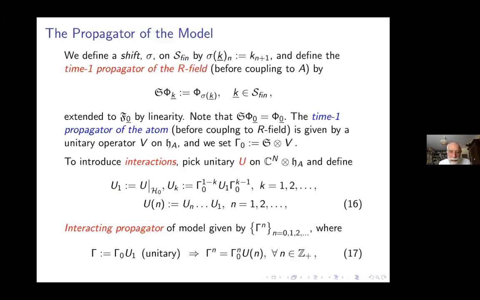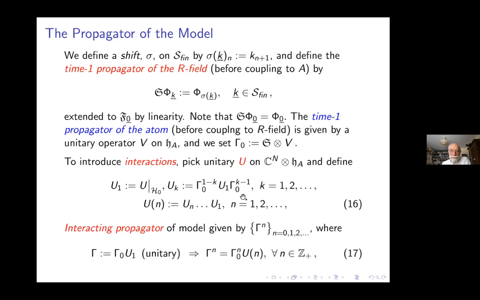The time one propagator of the atom before it is coupled to the radiation field is given by some unitary operator V on the atomic Hilbert space, and I set gamma naught to be script S tensored with V. I now introduce interactions between the atom and the radiation field. For this purpose, I pick a unitary operator U on the Hilbert space C super N, that's the Hilbert space of the radiation field in one time slice, tensored with the atomic Hilbert space. And then I define U1 to be U restricted to the Hilbert space H0, U_k to be the transport of U1 to time k using the free propagator, gamma naught, which I have defined already.